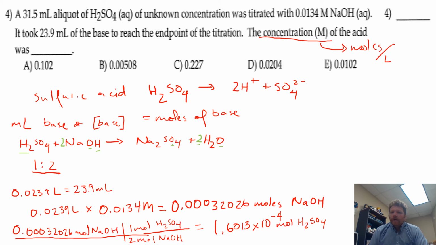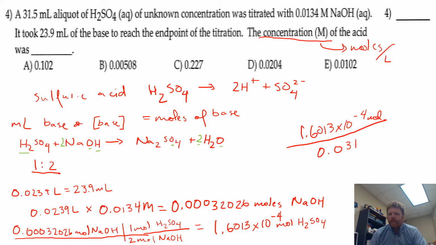Well, 1.6013 times 10 to the minus 4th moles divided by 0.0315 liters. So take that 0.00016013 divided by 0.0315, and you come up with 0.00508. Ultimately, that means your answer is B. B is the correct answer for this question.